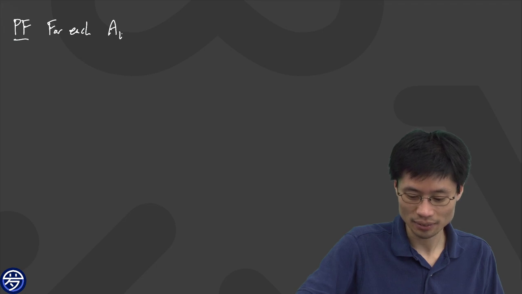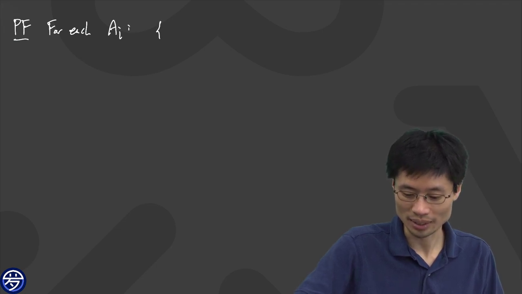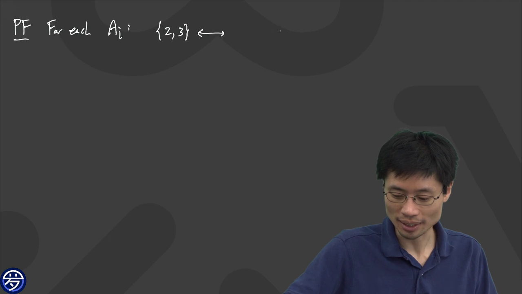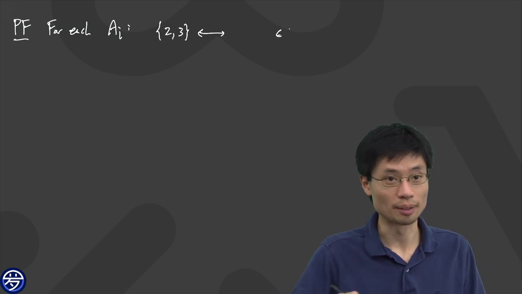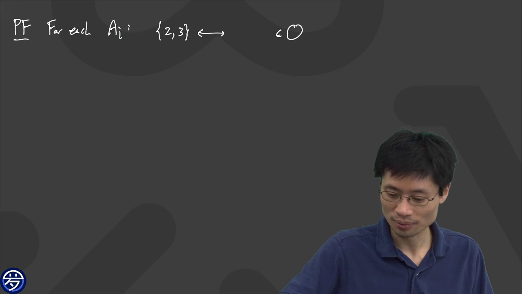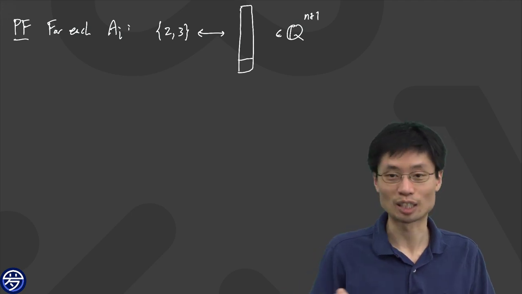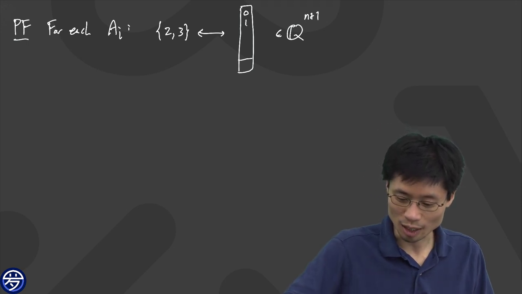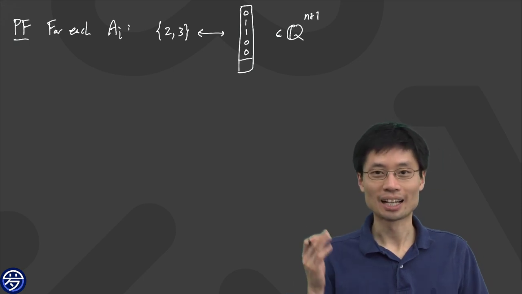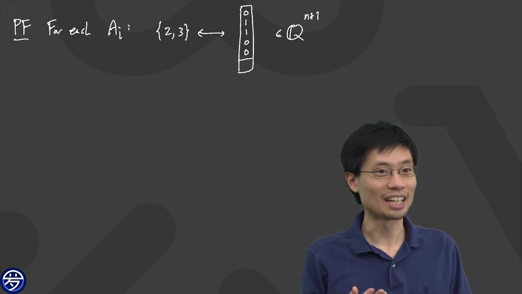So what we'll do is, for the proof, for each of the sets AI, I'll give an example. It's like the set 2, 3. That's going to correspond with a vector inside Q to the power n plus 1. And this vector is going to have n plus 1 entries. So it has an extra entry at the bottom. At the beginning, on top, it looks like the other ones, except I'm going to put something on the bottom. When in doubt, put 1.